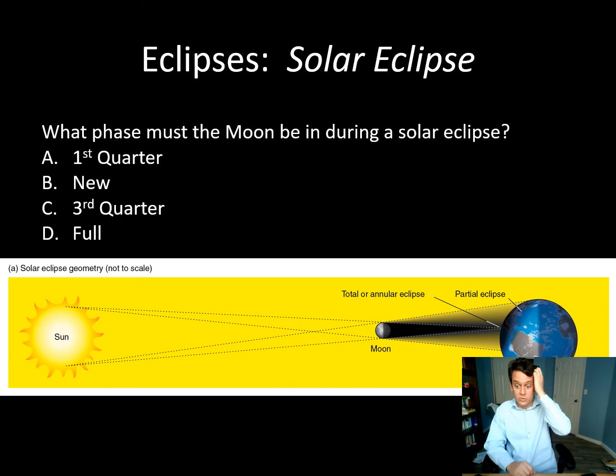So this is another interesting question to think about, that I confess I'm not sure I had ever thought about before I taught astronomy: any time that we're going to have a solar eclipse, what phase does the moon have to be in? Okay, and I'll pause for a few seconds to let you ponder.